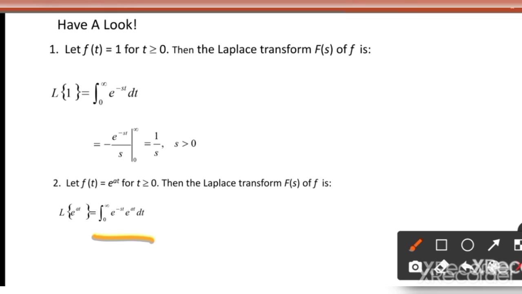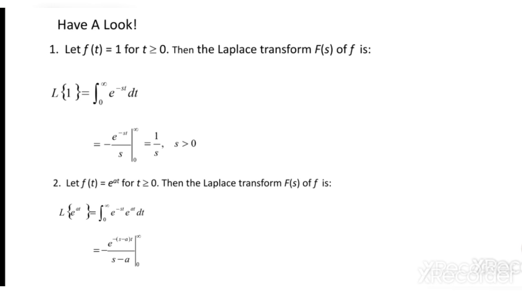How to integrate this? As you know, a power m into a power n, indices law, a power m plus n. So I can write e power minus st into e power at is e power minus of s minus a t. So integral of e power minus of s minus a t is e power minus of s minus a t by minus of s minus a, apply upper limit minus lower limit, when infinity e power minus infinity is 0, lower limit e power 0 that is 1, so we have outside minus, so minus of minus 1 by s minus a, so it gives 1 over s minus a.